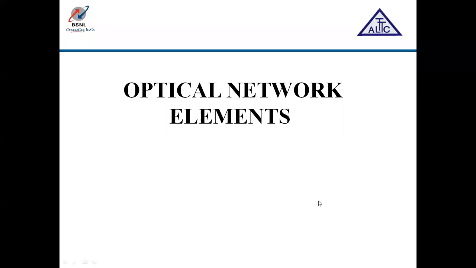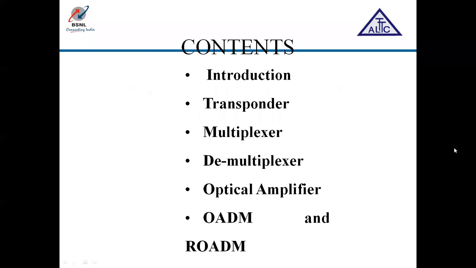Now, optical network elements. What are the equipment? What are the elements which we are using in DWDM systems? The optical equipment or elements which we are using in DWDM systems are transponder, and it consists of multiplexer, demultiplexer, then optical amplifier, OADM, and ROADM.